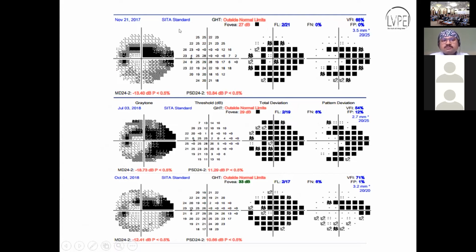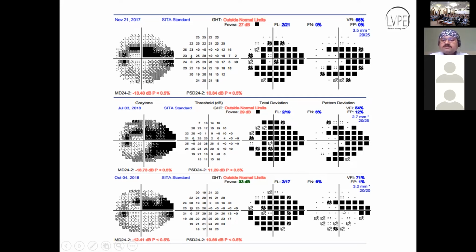Now here I would like to bring attention to a date of November 17 with a VFI of 65. Here we see that the patient has a biarcuate defect. Again, in the subsequent visit in 2018, the VFI is reduced. This tells us that the disease has progressed. But once the patient is motivated for the test and has given a better response, there is a reversal of the defect.